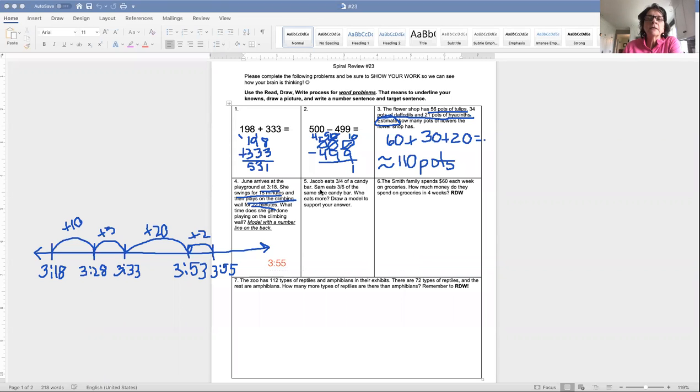All right, let's go to the next one. This is a fraction question. It says, Jacob eats 3/4 of a candy bar. Sam eats 3/6 of the same size candy bar. Who eats more? Well, they are the same size, so that's a really important concept with fractions.